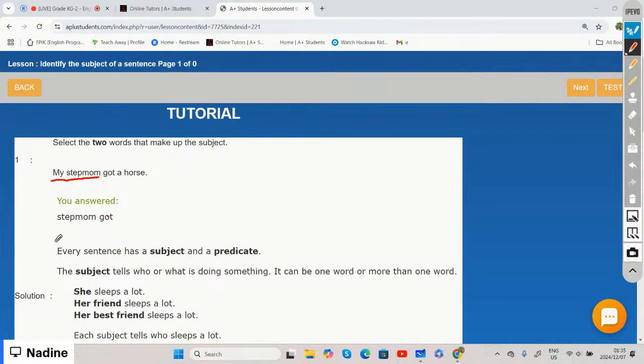And if we were to select the two words, then we said stepmom. That is a subject. Remember, one word or more than one word. So the two words, my and stepmom, is the subject.